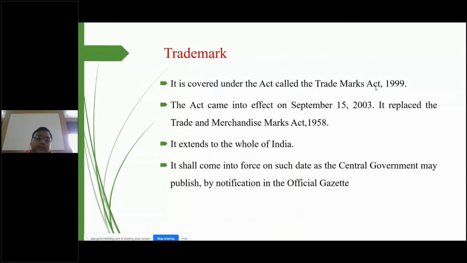Another concept is trademark. Each and every company has its trademarks. It is covered under the act called the Trademark Act. The act came into force from the 15th September. It extends to the whole of India, and it shall come into force on such a date as the central government may publish by notification in the official gazette.